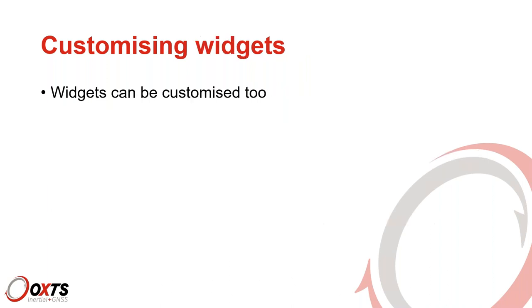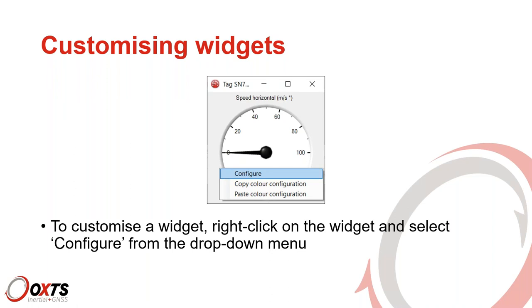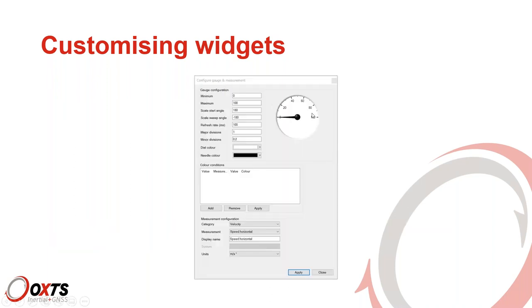Widgets can also be customized. You just right-click to configure, and again, different widgets will have different configuration options, but you can change minimum and maximum ranges. You can color code as required. You can change the measurements. You can change the units that are displayed, easily through the configure option.